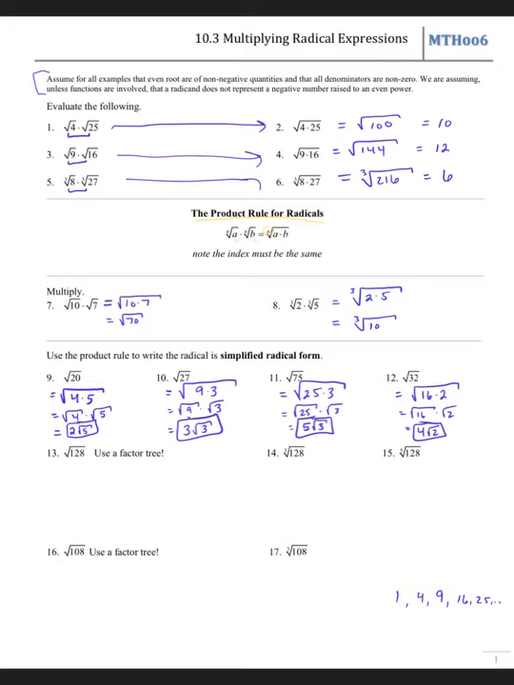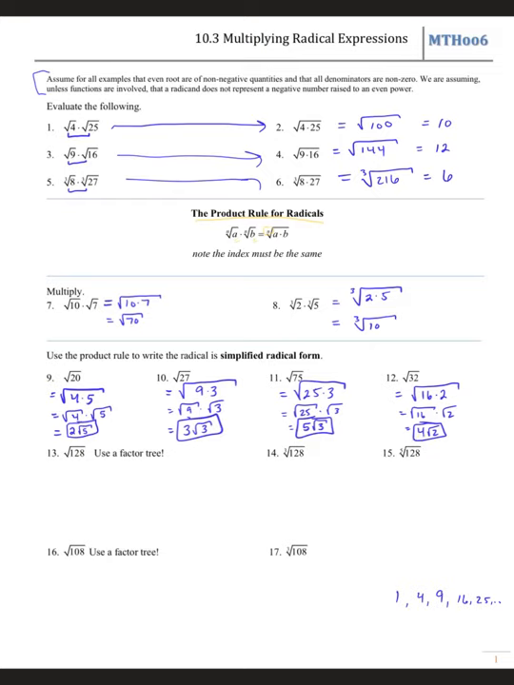One of the only things I might see being different is when you looked at number 12, you might have split this into 4 times 8 and had 2 root 8. But keep in mind, 8 you can simplify further because 4 also goes into 8. So just make sure you're careful that your answer is as simplified as it goes.